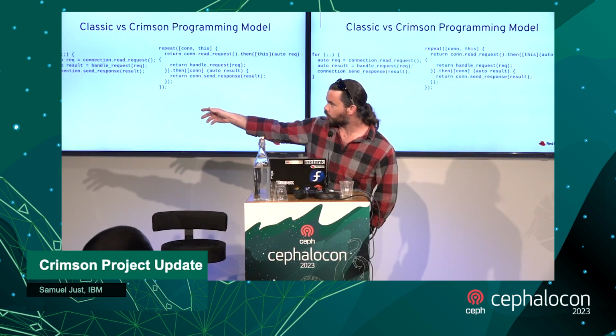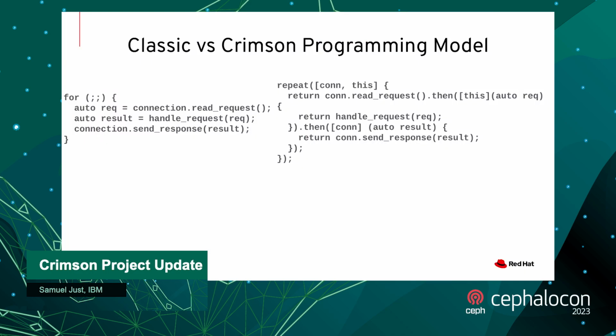If we look at this comparison, on the left here we have what looks like a super simple synchronous sequence of operations. We read a request off the wire, which just blocks until it's done. We handle the request, same deal, just blocks until the I/O is done, and we send it back, which again blocks. On the right side, we have the Seastar version of this.